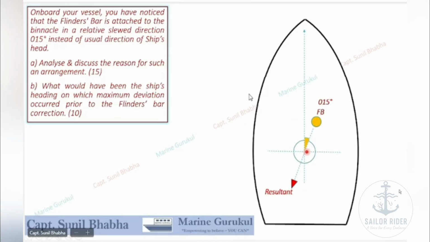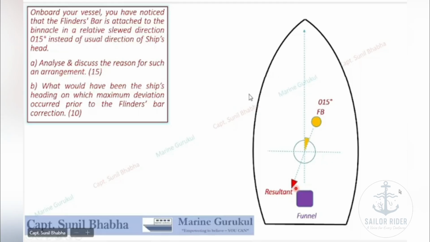So if the vertical soft iron causes a field in this direction, in the direction of the red arrow, the Flinders bar is fitted, the yellow colour round represents the Flinders bar, it will cancel its effect and the compass will be corrected. Now, how can we have the resultant in this particular direction?